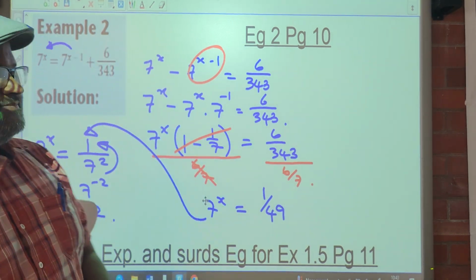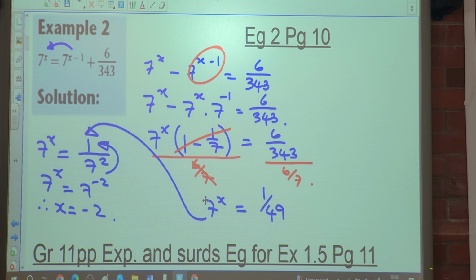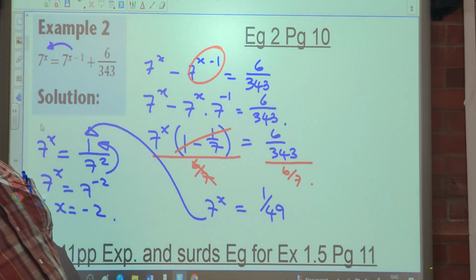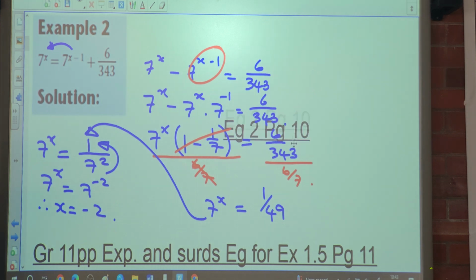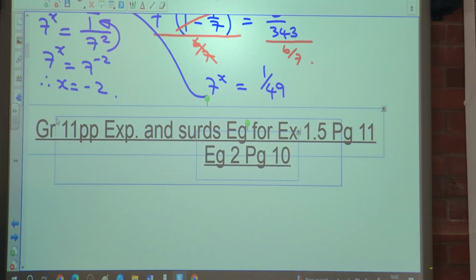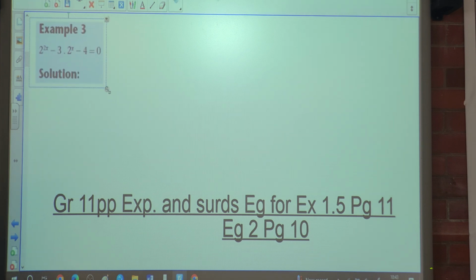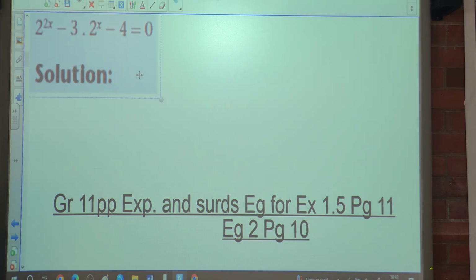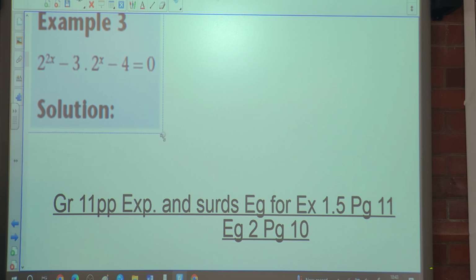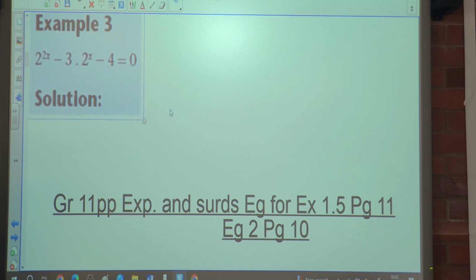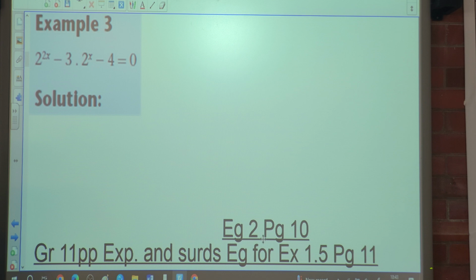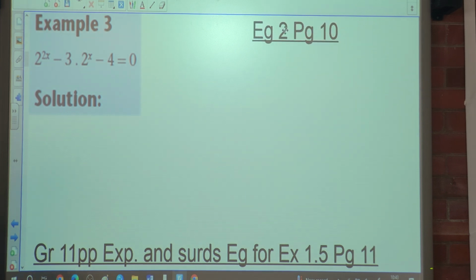Any confusion there? Any questions? Okay, let's go to the next one. Example 3. Okay, this is a bit different. What do you notice? What is different here compared to what we have done in the previous one?